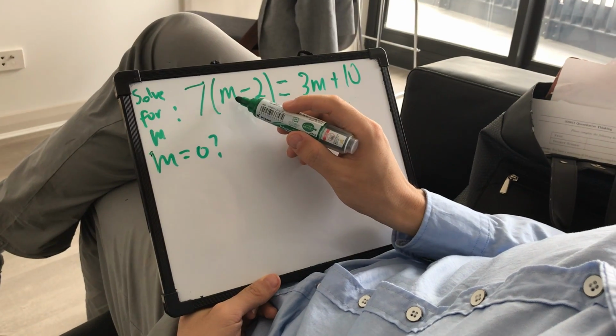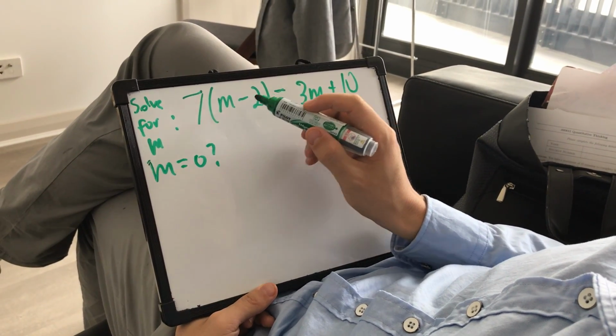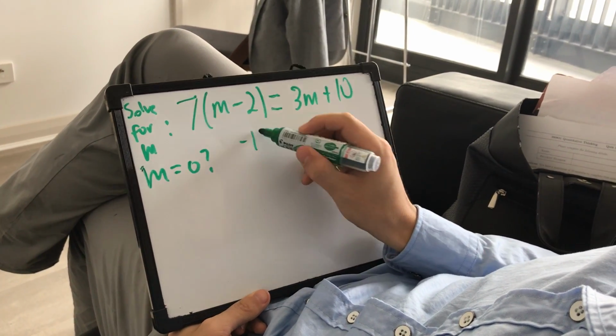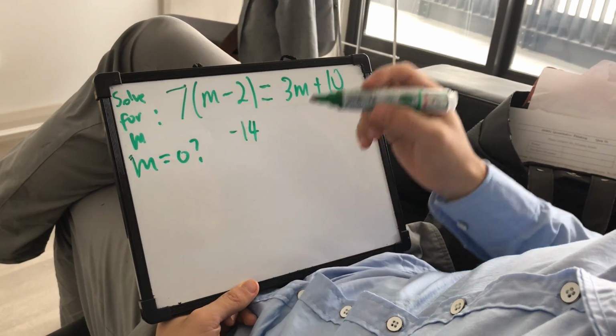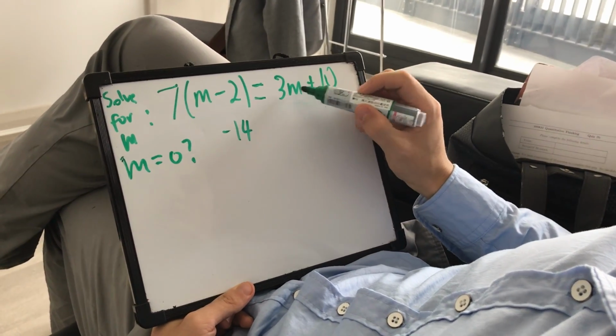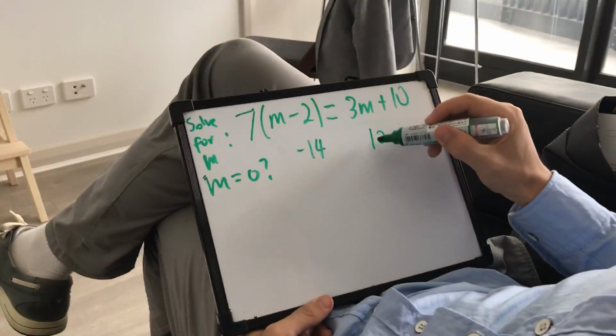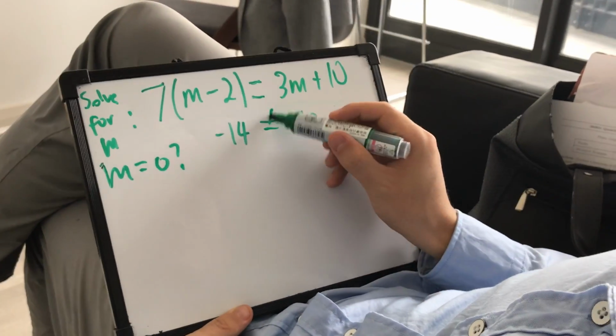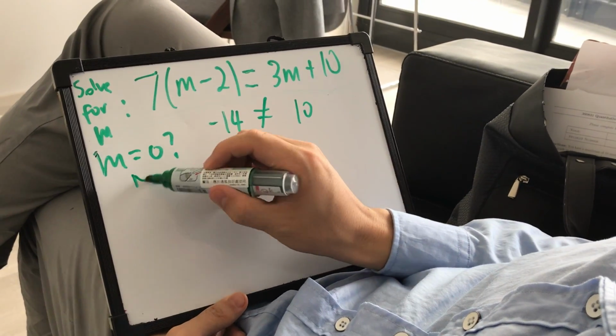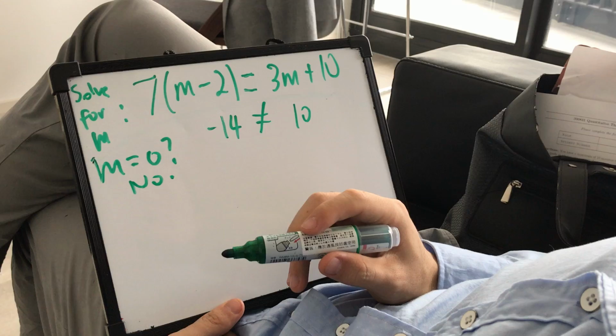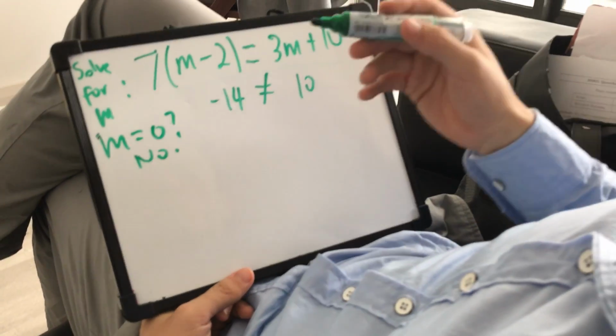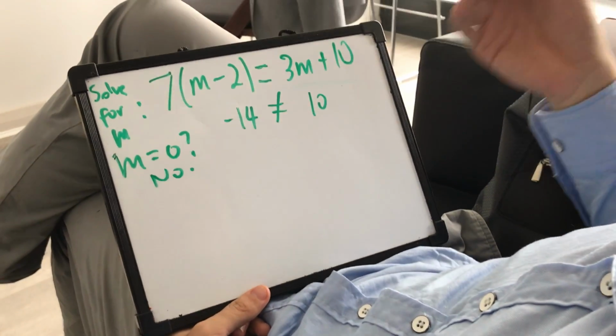Well, if I put 0 here, I get minus 2, right? Minus 2 times 7 is minus 14. If I put 0 here, I get 0 plus 10, which is 10. And minus 14 is not equal to 10. So therefore, no, m is not equal to 0. I don't know what m is, but I know it can't be 0. It could be lots of things.